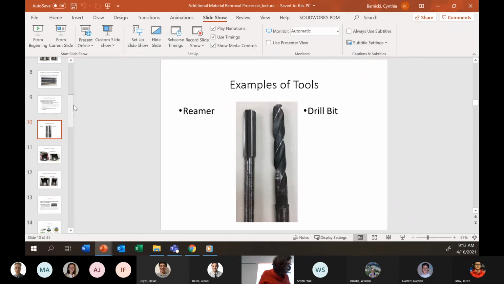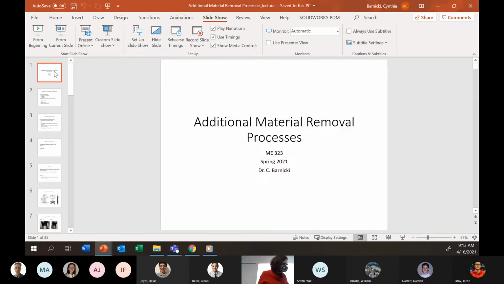That really finishes up our standard machining. We do again have our homework to do. If we look at labs, next week you have time to work on your casting project.